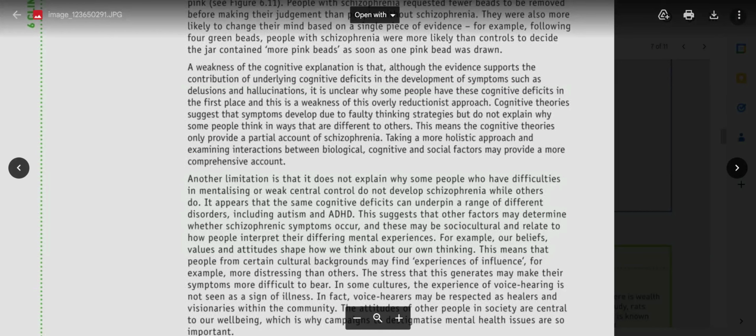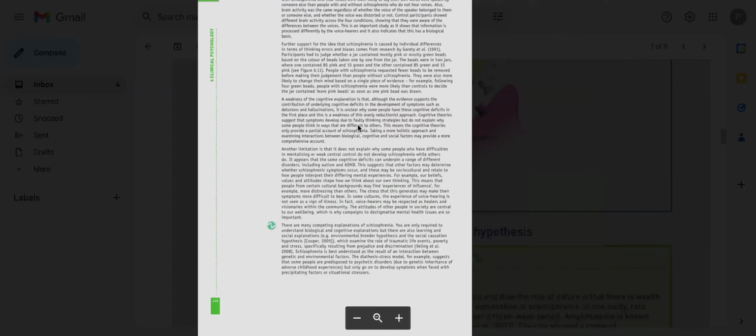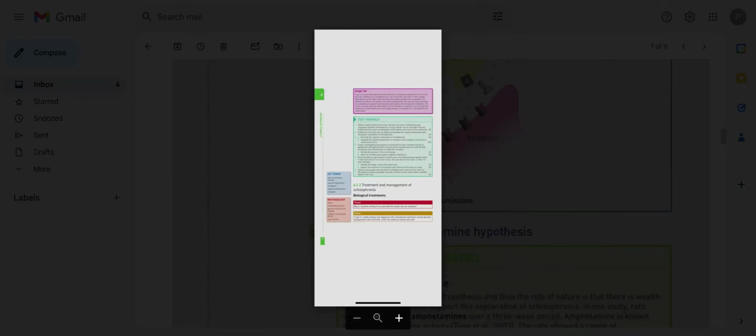this is not just something that you can find with schizophrenia. You can find this with other disorders as well. Make sense? Yes. Yeah. So they're just saying that this explanation is limited because it does not explain that part of it. Right.